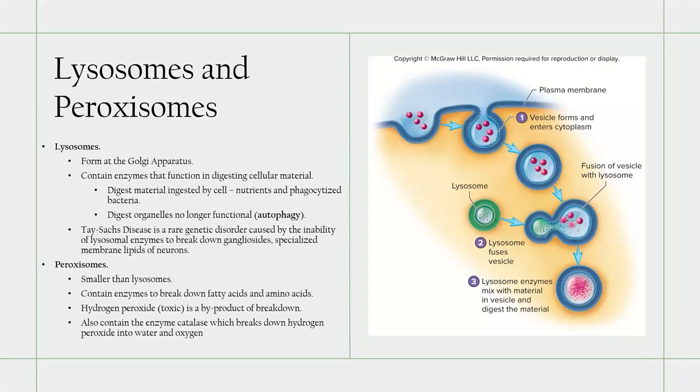All right, so lysosomes and peroxisomes, these are also transport vesicles here. Lysosomes form at the Golgi apparatus. They contain enzymes, so they lyse, so cut is how I remember that. Lysing means cut, and anything in the cell that has to do with cutting other molecules up is done by an enzyme. So they contain enzymes.